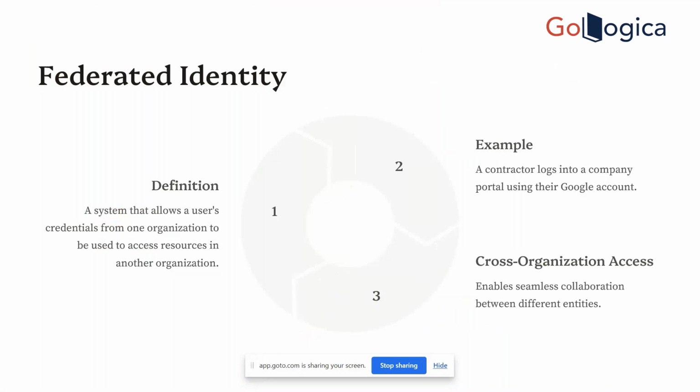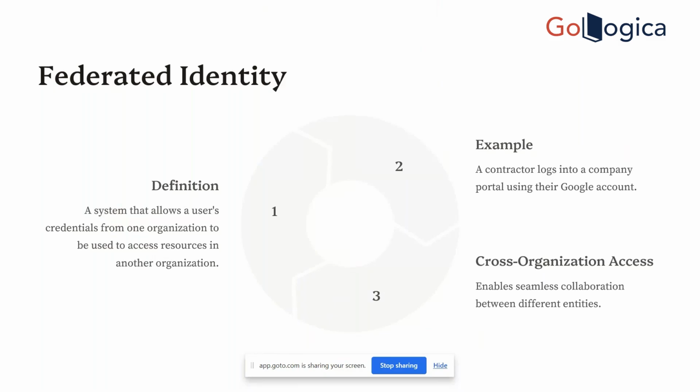Now let's look at identity federation, or federated identity. We talk about identity so many times. Now what is federated identity? Federated identity means a system that allows user credentials from one organization to be used to access resources in another organization. There are two organizations, and the person who wants to access certain resources from the other organization, how is that done? This is what we call federated identity.